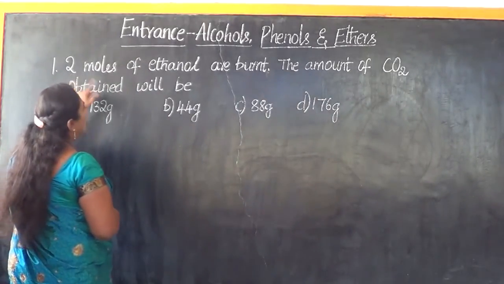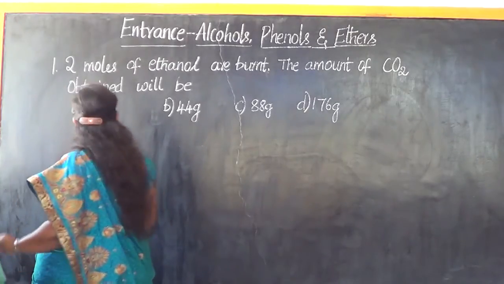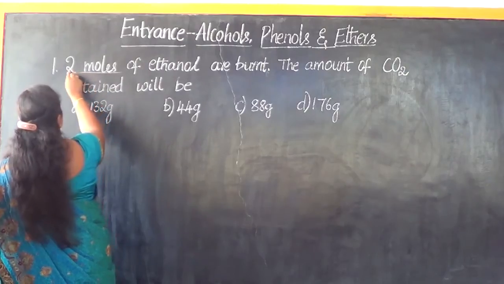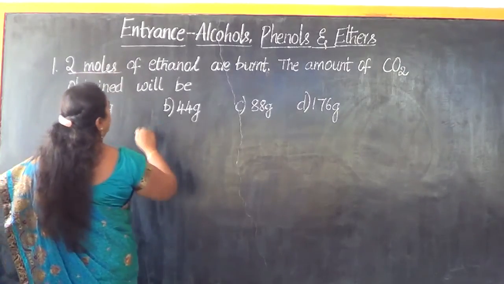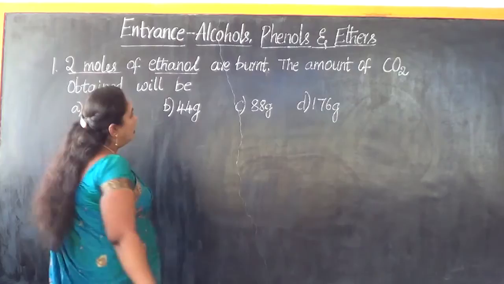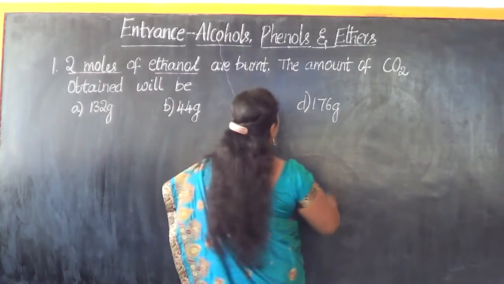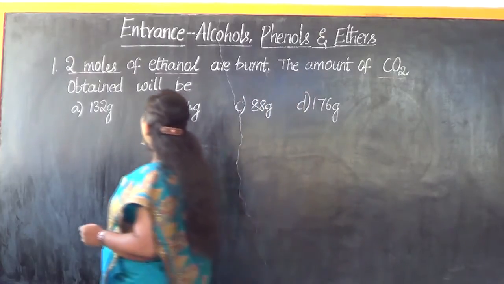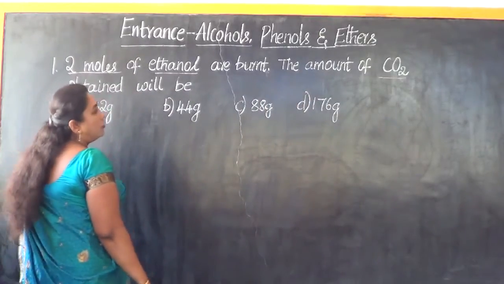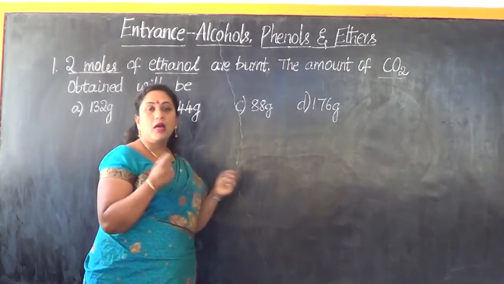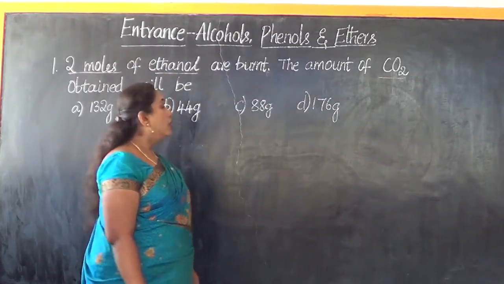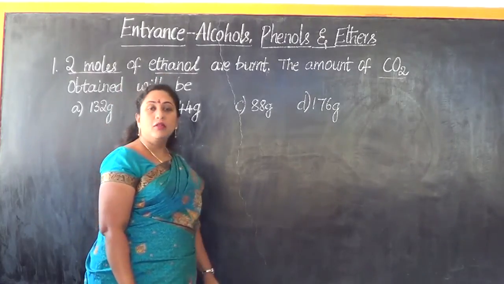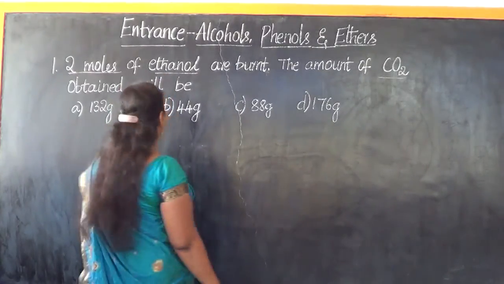2 moles of ethanol are burned. This is a point of focus for us. Then what should we do? The amount of carbon dioxide obtained will be. So we need to find out how much carbon dioxide is liberated on burning ethanol, that is, by subjecting ethanol to the process of combustion.